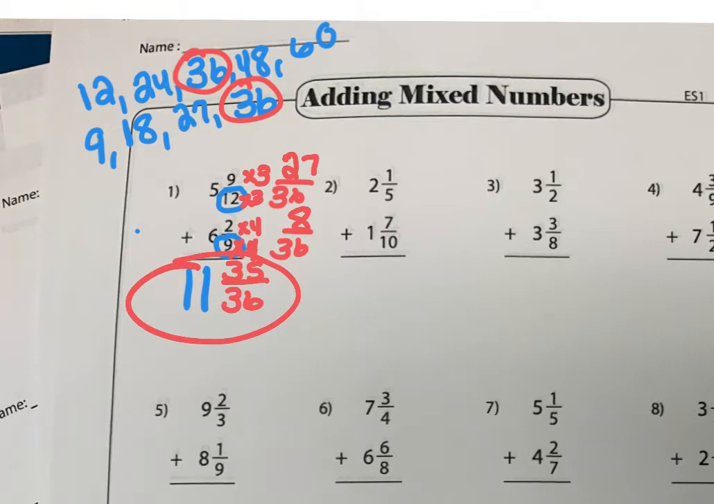What should I take care of first on number 2? Okay, what is 2 plus 1? 3. So I'm going to put down my 3. And then what should I look at next? Denominators. My denominators are a 10 and a 5. Okay, which one's larger? 10. Will 5 go into 10? Yes. So we're going to use 10 as our denominator.